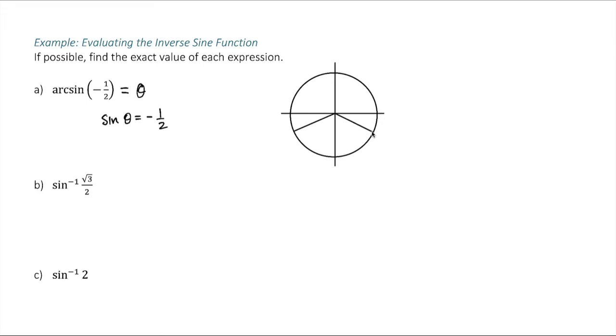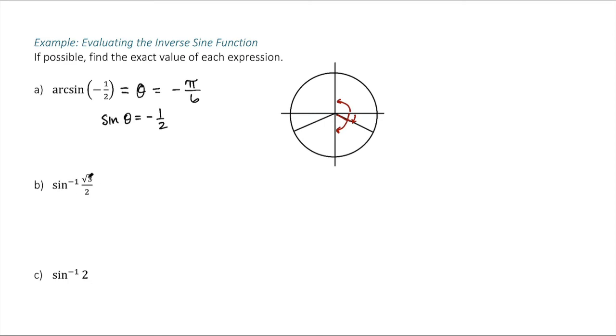And of course those could be multiple different angles depending on how many times you go around the circle and which direction you go. However, the arc sine will only give us something between -π/2 and +π/2. We're only allowed to have things there. So we have this angle here then. It's just going to be that angle right there that we're looking at, which is -π/6. So that's the arc sine of -1/2.